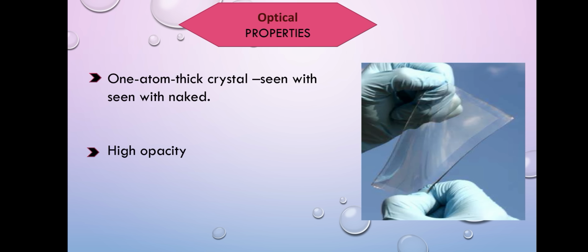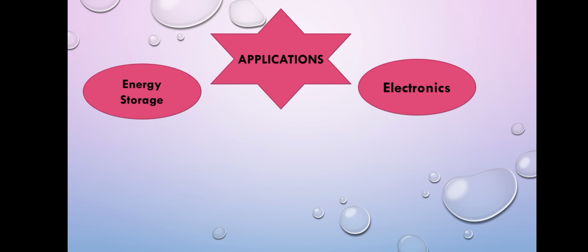Optical properties. As you can see, this is showing optical properties. The man has put the graphene sheet in his hand and checked the optical properties. One atom thickness crystal can be seen with the naked eye. You can see this with the naked eye, as you can see on my screen. High opacity.